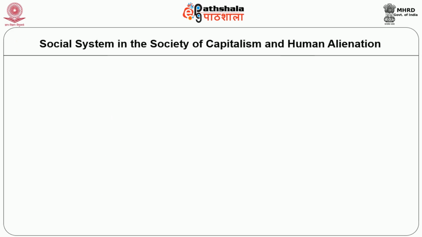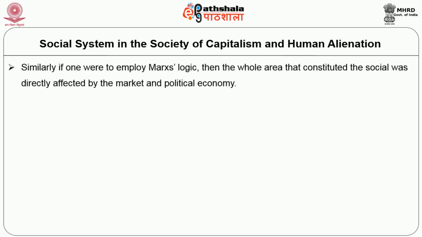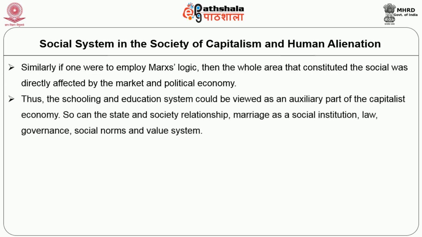Social system in the society of capitalism and human alienation. Similarly, if one were to employ Marx's logic, then the whole area that constituted the social was directly affected by the market and political economy. Thus, the schooling and education system would be viewed as an auxiliary part of the capitalist economy. So can the state and society relationships, marriage as a social institution, law, governance, social norms and value system.